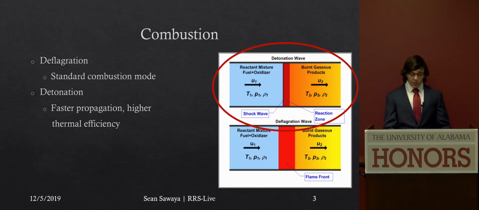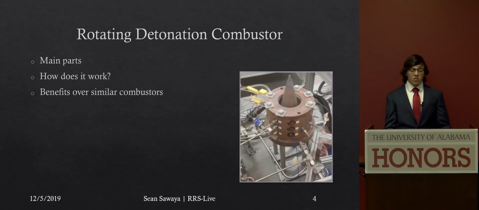One way that we can do that is by utilizing a rotating detonation combustor. This would take the place of current combustors used in natural gas turbine power plants. These combustors consist of three main parts: the center body, the outer body, and then the annulus. The annulus is the channel between the center body and the outer body, and it's where the reaction takes place and we burn our reactants.